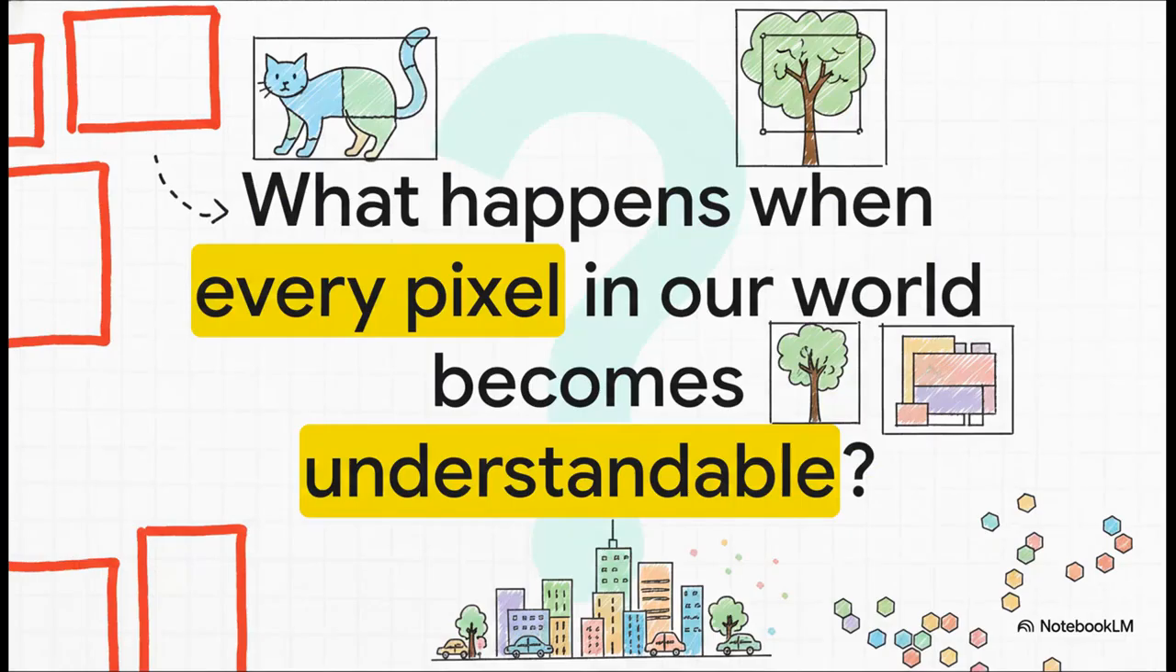So we've gone from these clumsy, rough boxes to basically giving AI its own digital coloring book, letting it understand the world with this incredible granularity. And that leads to this final, fascinating question. What happens next? What does the future look like when every single pixel in our world becomes machine-readable and truly understandable?